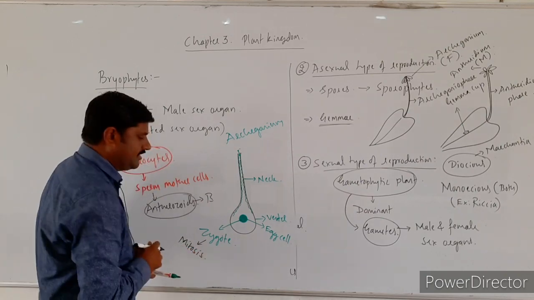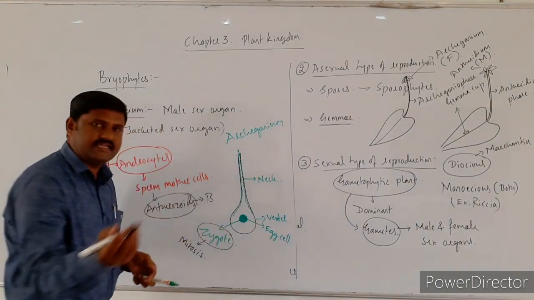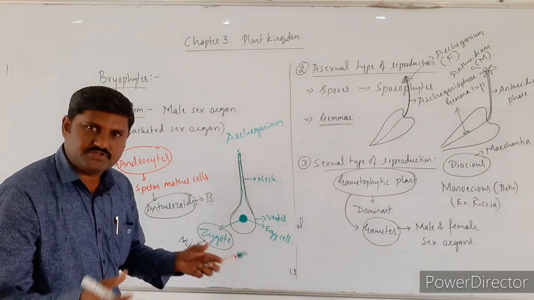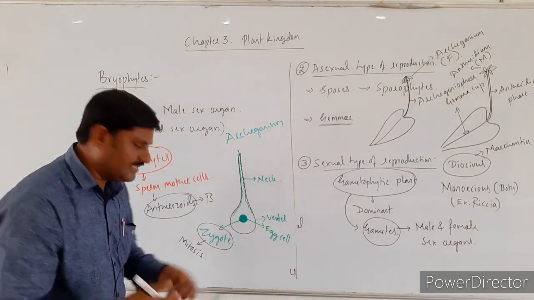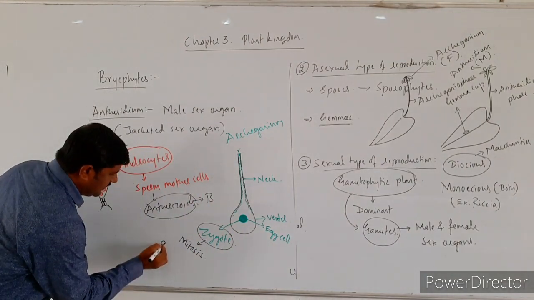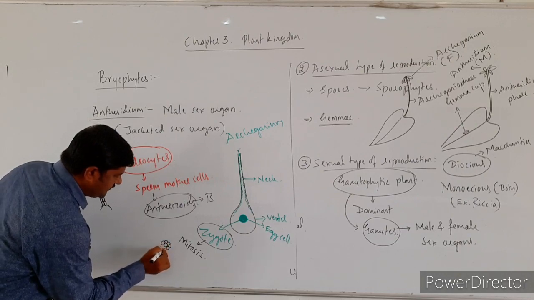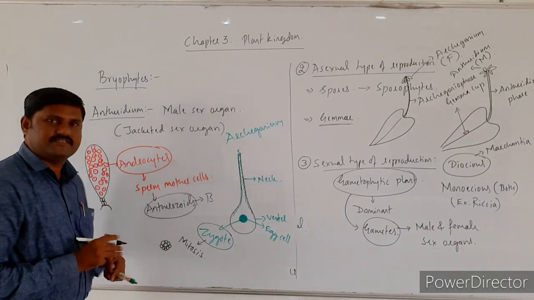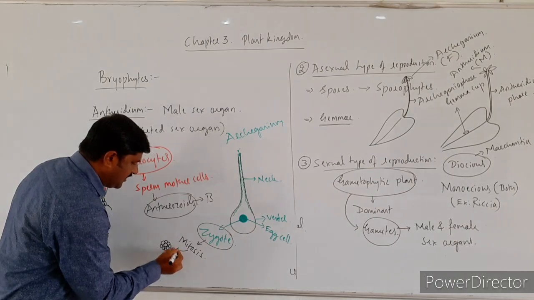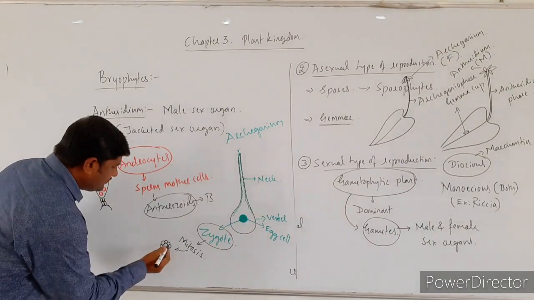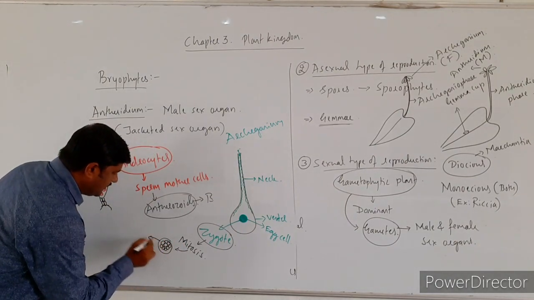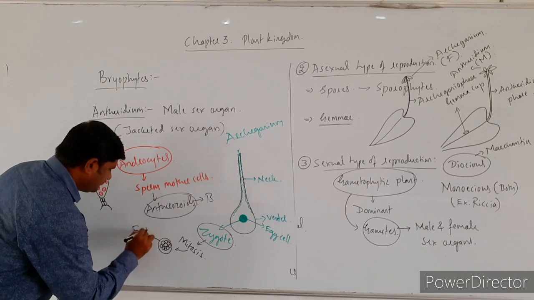Mitosis occurs over here. This zygote is a single cell. The single cell divides into 2 cells, 4 cells, 8 cells like this. Many cells are formed. See here, a group of cells is formed after mitosis, and this group of cells is nothing but the embryo.